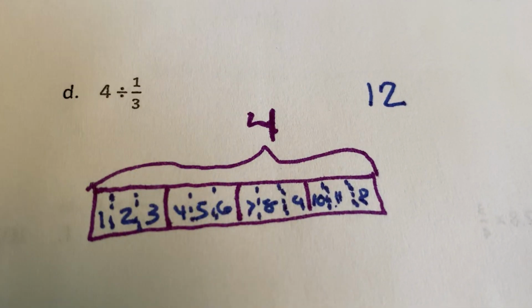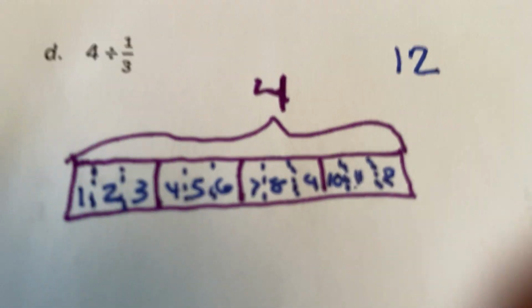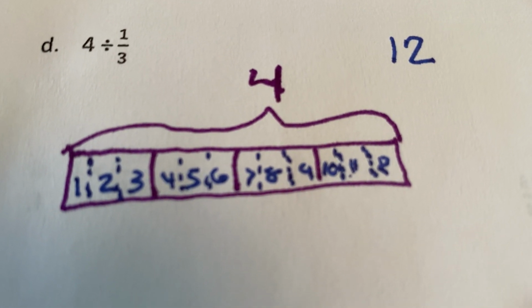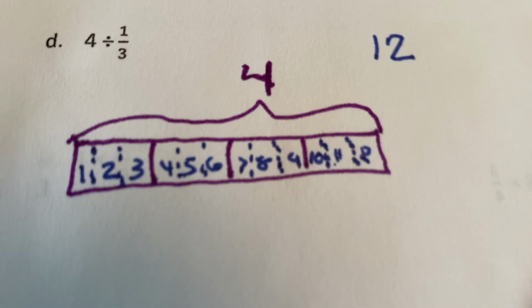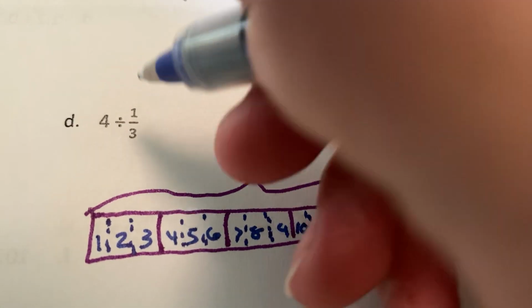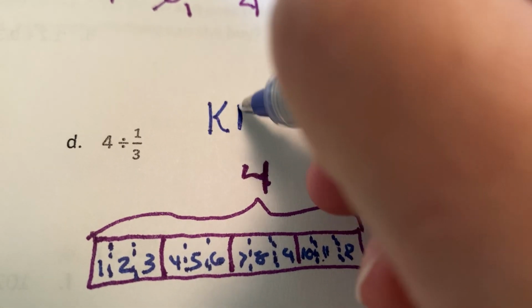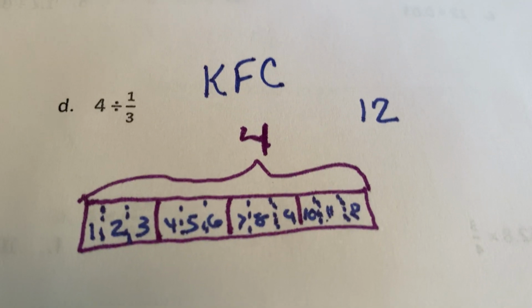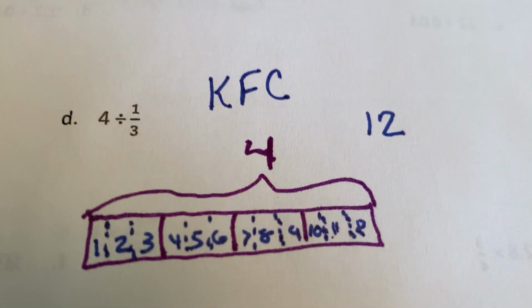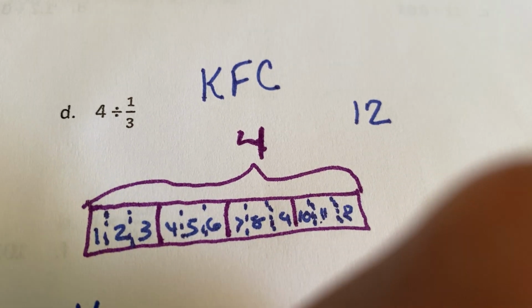But again, we don't want you doing that because it actually takes too much time. So we just want to know the rules and do this problem quickly. And if you always remember, with division, we think Kentucky Fried Chicken. Well, no, we don't. We think KFC. And that KFC stands for keep, flip, change. Keep the first fraction.